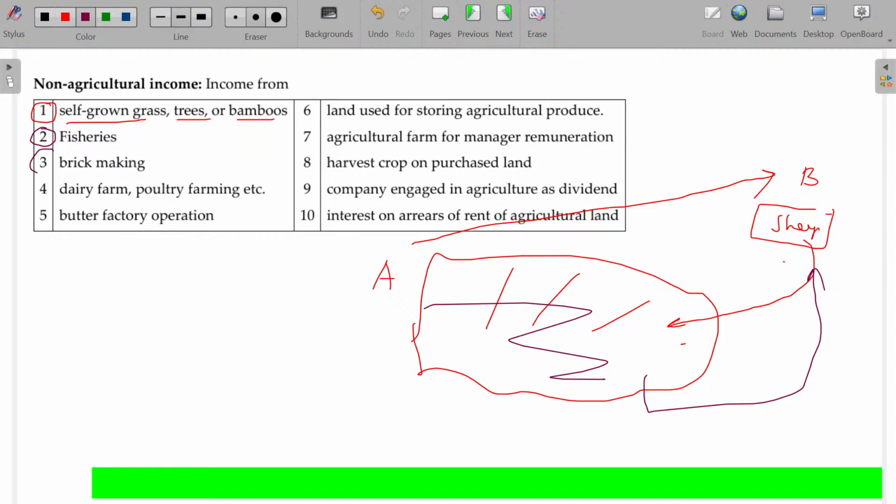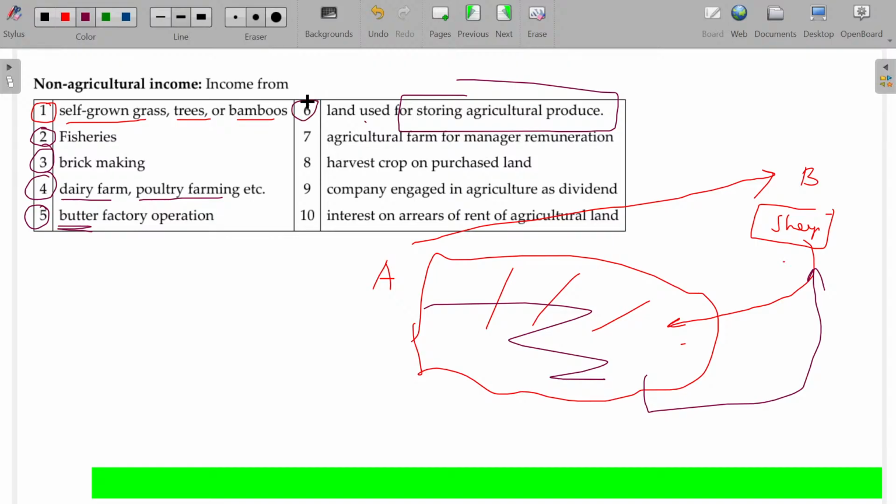Fisheries, brick making. In farmland you have the red soil. You can use that red soil to convert into bricks. But brick making is not considered as agricultural income. Dairy farm and poultry farming are also not considered as agricultural income. You can say that I am growing cattle, sheep and cow and all. Will it fall under agricultural income? No, that will come under poultry. It's not exempted income. And butter factory operation: already poultry itself is non-agri, butter is also non-agri only. And land used for storing agricultural produce, meaning a warehouse.